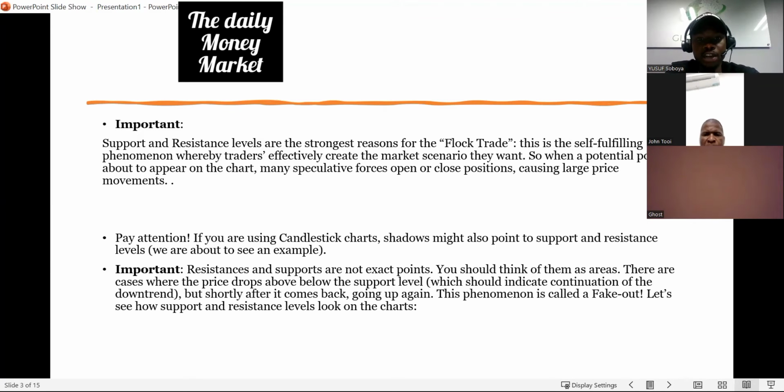If you are using the candlestick chart, the shadows might also point to support and resistance levels, right? Again, another importance: resistance and support are not exactly a point. You should think of them as areas, right? There are cases where the price drops below the support level, which should indicate the continuation of the downtrend, but shortly after it comes back going upwards again. This phenomenon is called a fake out.